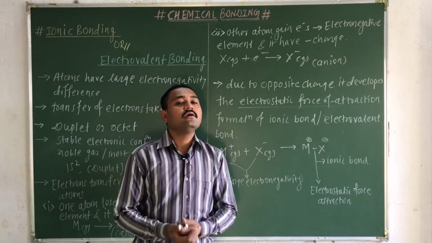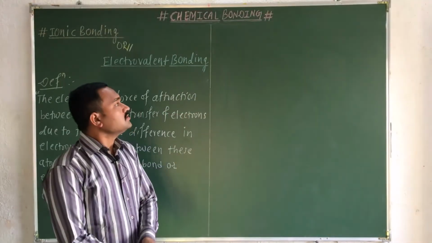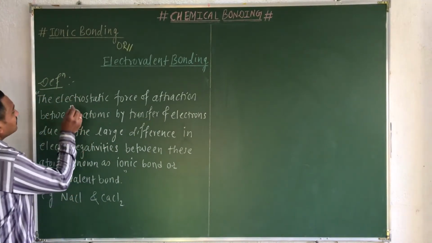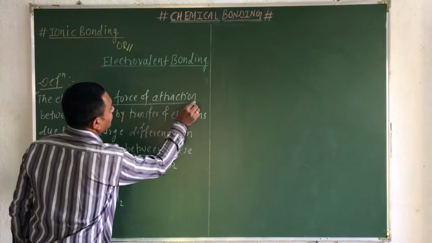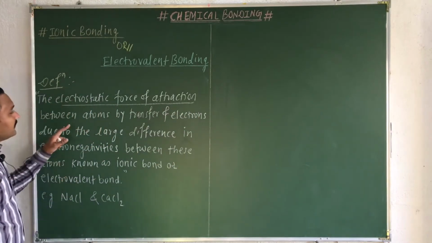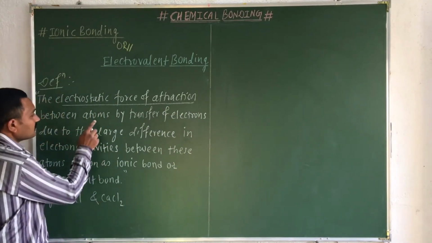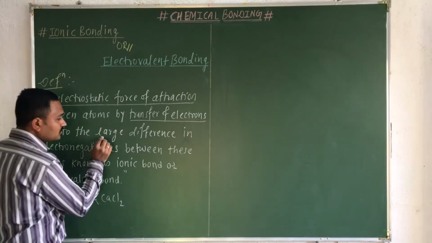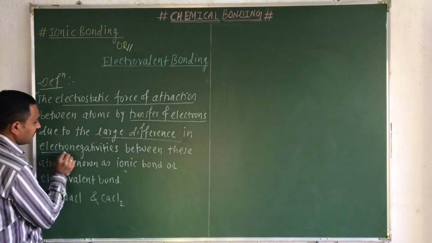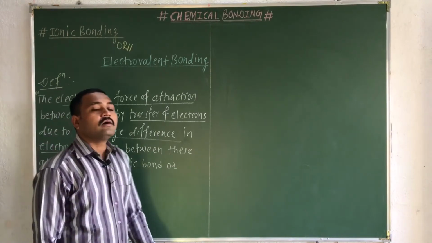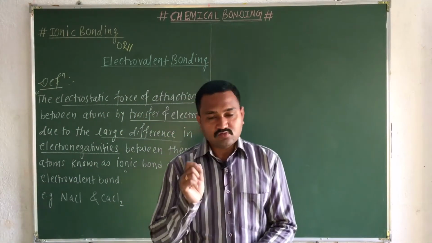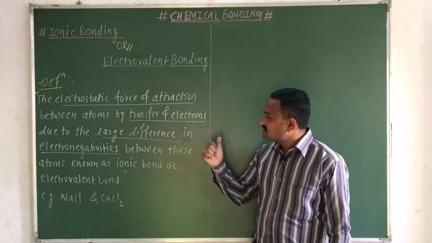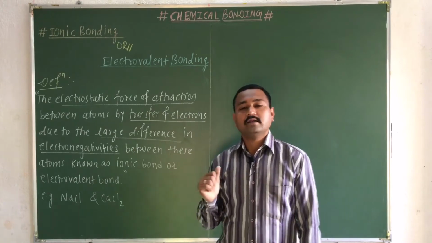Now let us define the ionic bond. Here I have written the definition. It is very simple. It is the electrostatic force of attraction between the atoms by transfer of electrons due to the large difference in electronegativities. That particular bond is known as an ionic bond or the electrovalent bond. So this is the theoretical definition of your ionic bond.